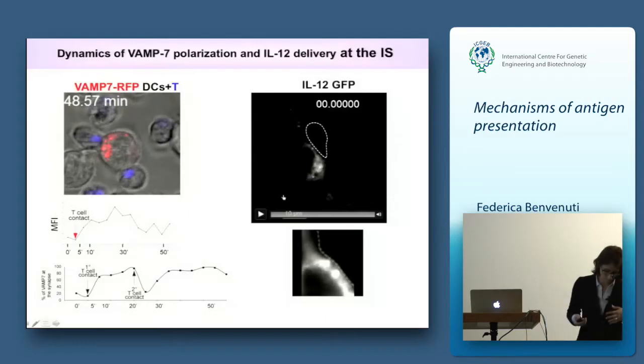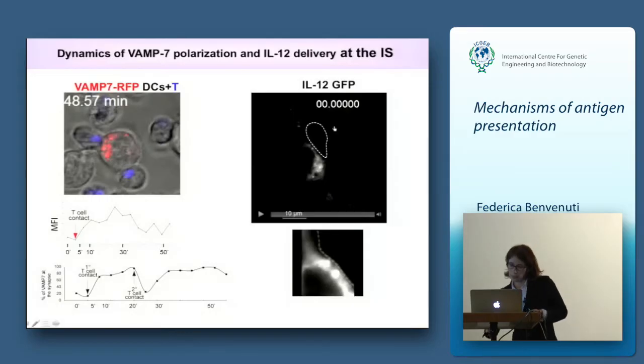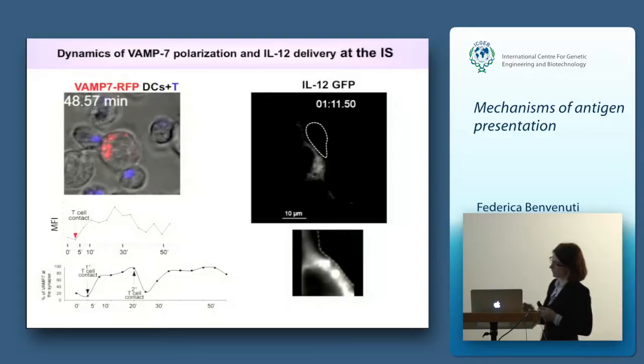But to visualize directly the cytokine, we also expressed IL-12 tagged with GFP and took fast recordings of vesicles moving in a DC that is interacting with a T cell, which is now indicated here with dotted lines. And I hope you'll be able to appreciate small dots of IL-12 that are moving very quickly here in the periphery, but there is especially a crowd of vesicles that is moving just underneath the synaptic membrane.